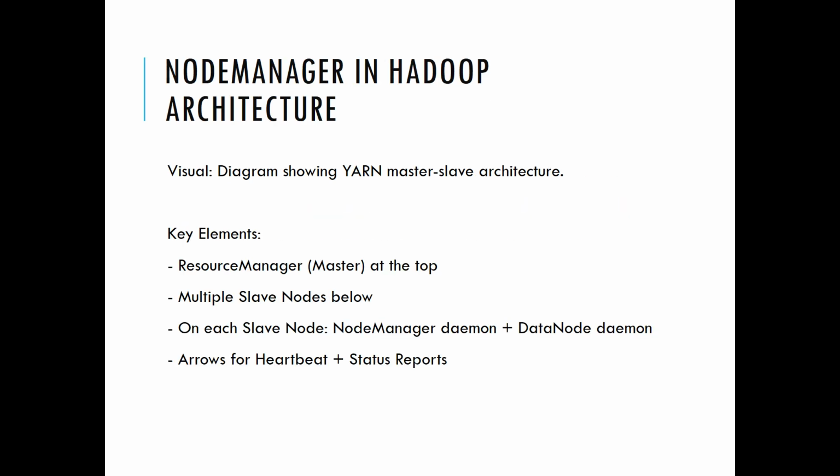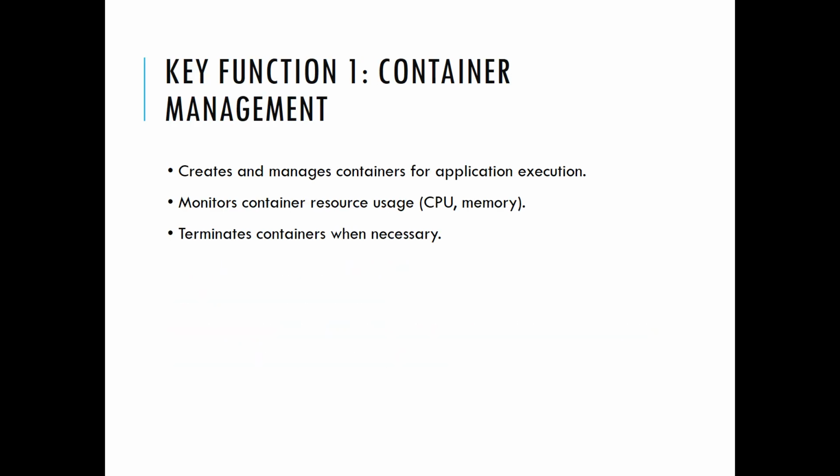Now, let's visualize where the NodeManager fits. This diagram illustrates the Yarn master-slave architecture. At the top, we have the resource manager, or RM, acting as the master. Below it, we see multiple slave nodes. On each of these slave nodes, two key daemons run side by side, the NodeManager itself and a data node daemon for HDFS storage. The arrows represent the continuous communication. The NodeManager sends heartbeat signals and status reports up to the resource manager, keeping it informed of the node's availability and health.